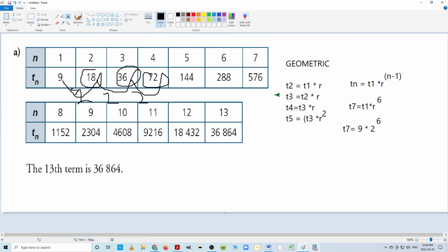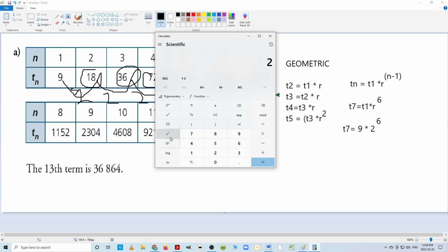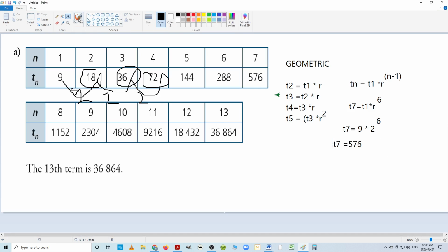All I have to do is figure out what 2 to the power of 6 is and multiply it by 9. 2 to the power of 6 is 64, and times 9 is 576, which means term 7 should be equal to 576. And sure enough, it is. This is the formula. And again, what they're going to start doing is giving you just term 7 and term 1, or the ratio and term 7, and you've got to figure out term 1 by moving backwards.